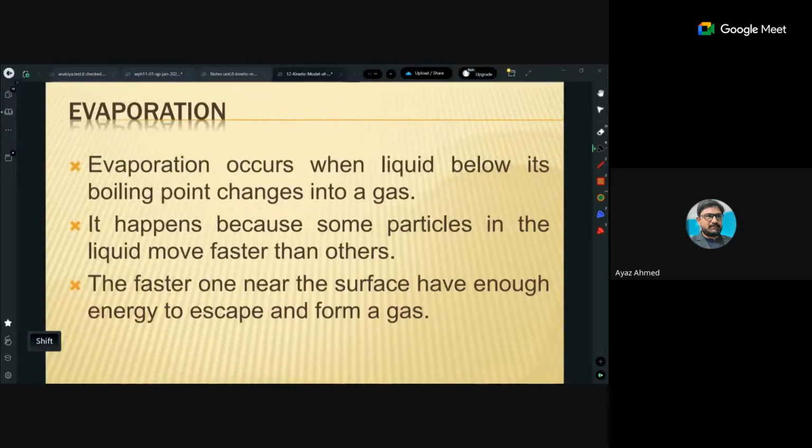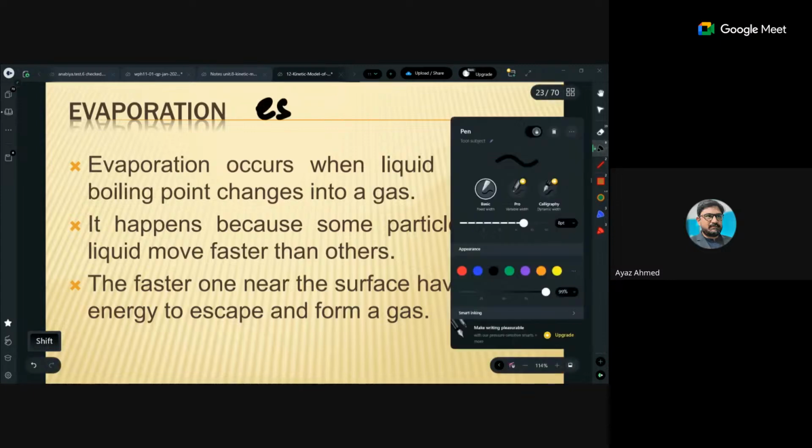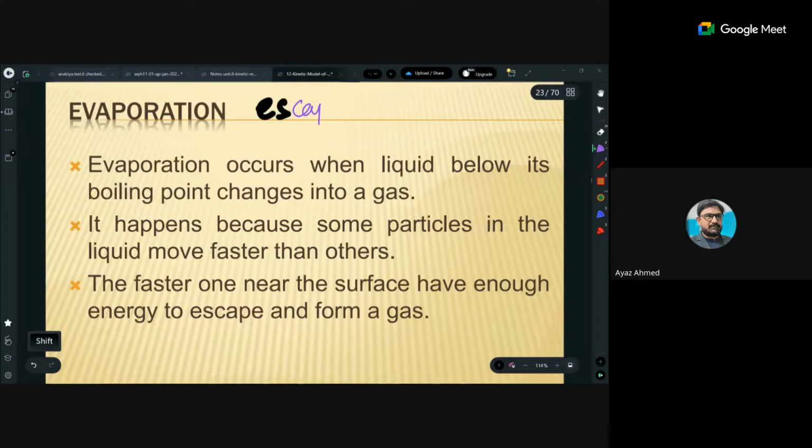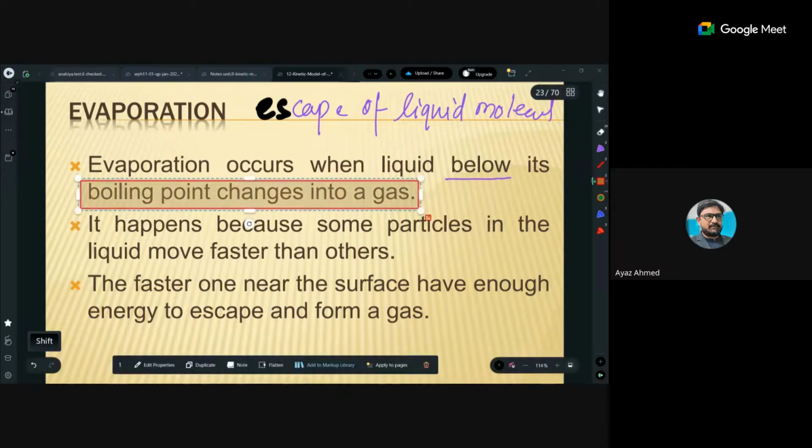देखो, evaporation is basically a very simple mechanism that is the escape of liquid molecules from the surface. I mean, I just simply explain that escape of liquid molecules. You can add high energy molecules from the surface, right? So evaporation occurs when the liquid is below its boiling point. This is really important. I mean, evaporation takes place at every temperature, right?